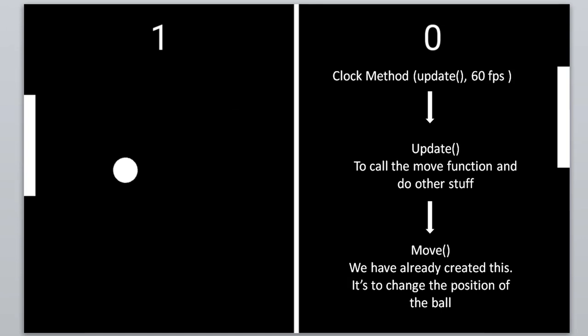So first thing we are going to do is we are going to write the clock method to define how quickly the game should run, and it will also call the update method. Second, we'll create the update method, and this update method will run approximately 60 times in 1 second, or 60 FPS, which we have already defined in the clock method. And then finally, this update function will call the move function, which we created in the last video.